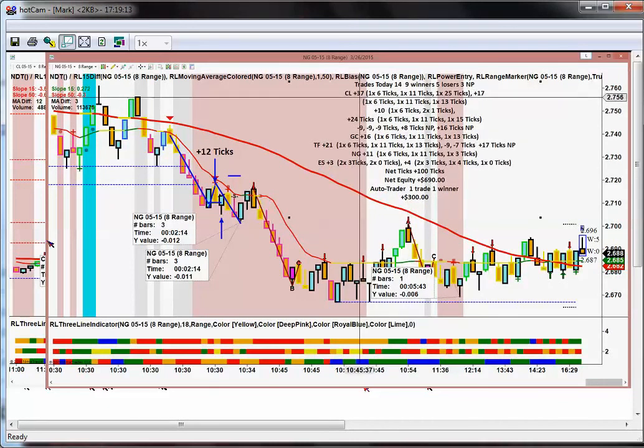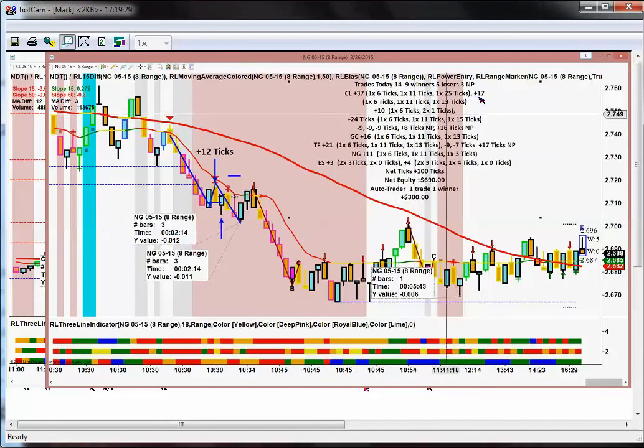I mean, normally we don't take this many trades in a week, but today I had 14 trades. And I'm not going to hide anything from you. I had 9 winners and 5 losers. I had a 37-tick winner on crude, one contract off at 6, one at 11, one at 15.